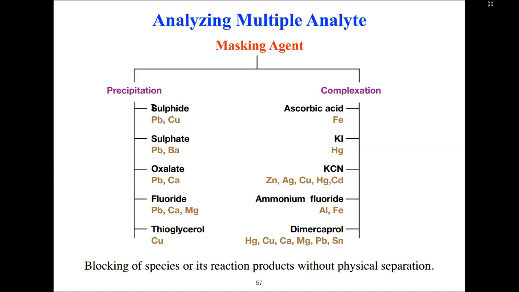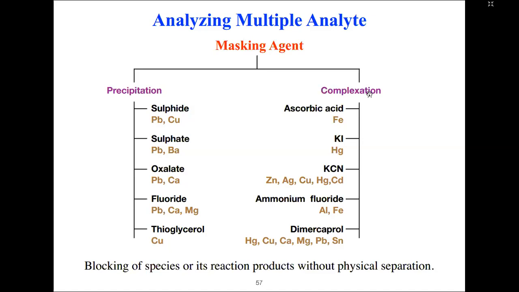However, if our solution has, say, lead and calcium, then we can use oxalate. If we use oxalate, then we can precipitate lead ion and calcium ion, and now we have masked it, then we can do the complexometric titration. Okay, so this is the technique where we precipitate the unwanted ions. Once we precipitate the unwanted ions, then we can analyze the wanted ions.